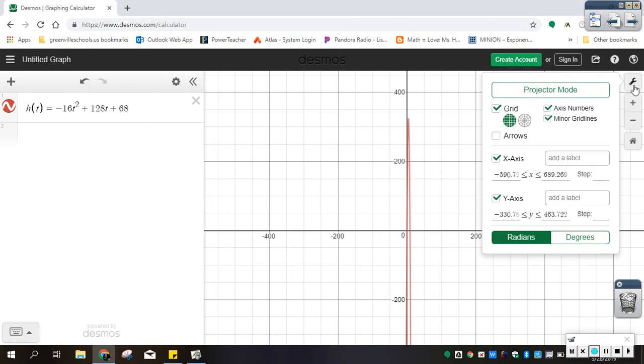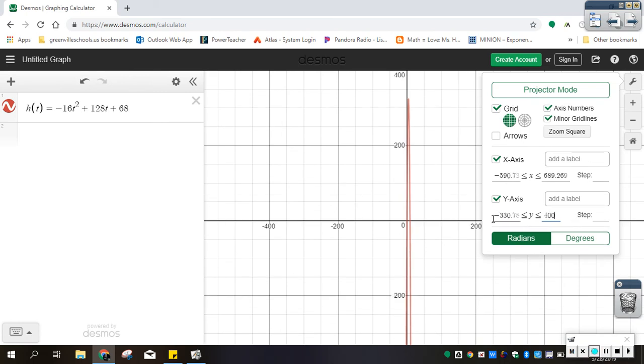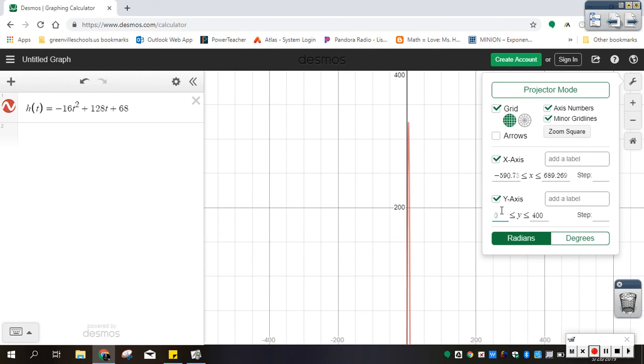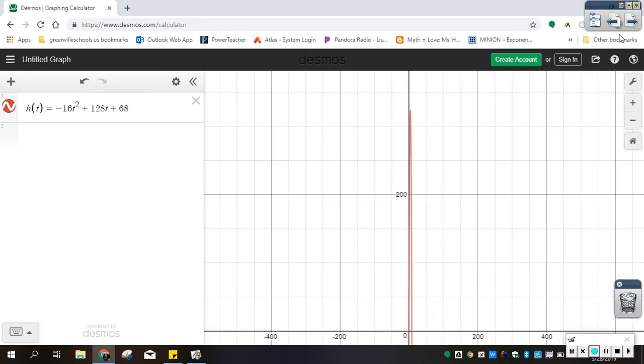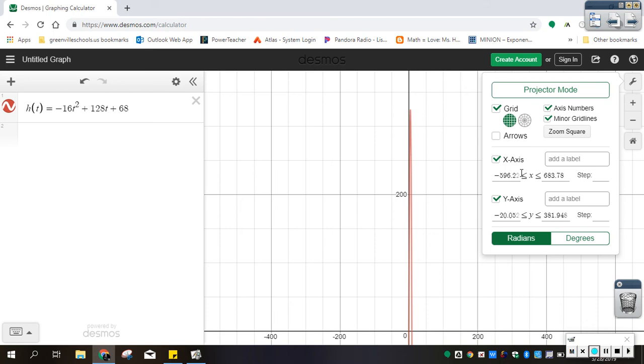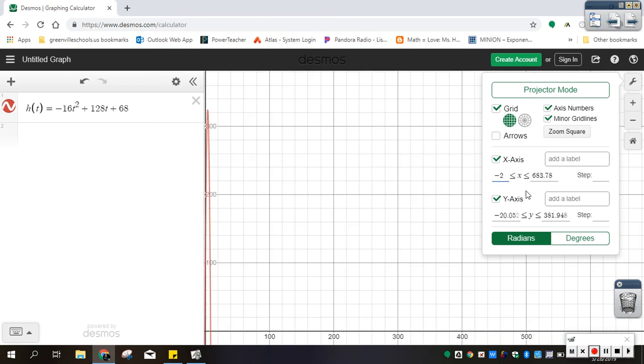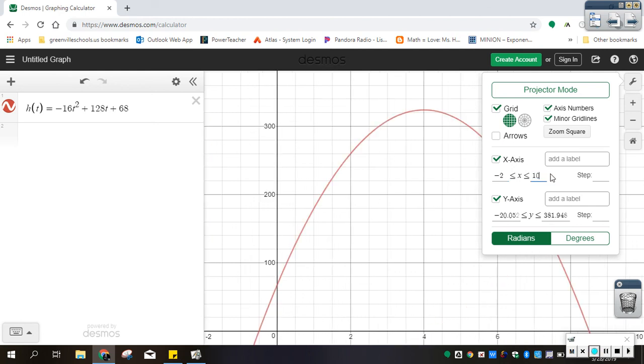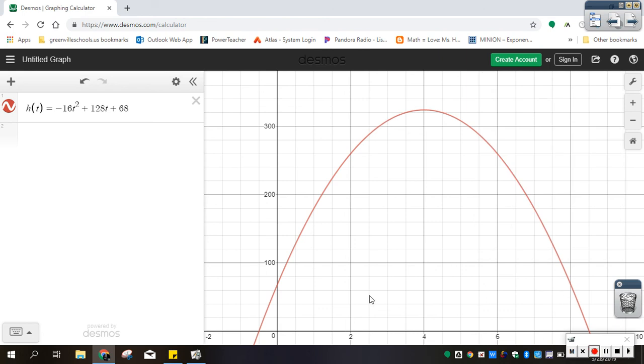So I think if I hit this little tool and I want my y-axis, let's say 400, and my lowest y value, let's set it 0, because this is a measurement of height, let's say -2. And so we were talking about no negative measurements, so I can chop off my x-axis a little bit, and then let's change our x maximum to something reasonable. There we go. Now we can see our path of our projectile.